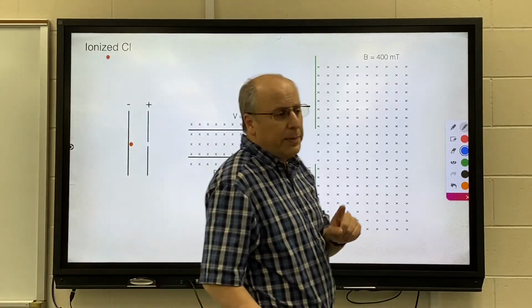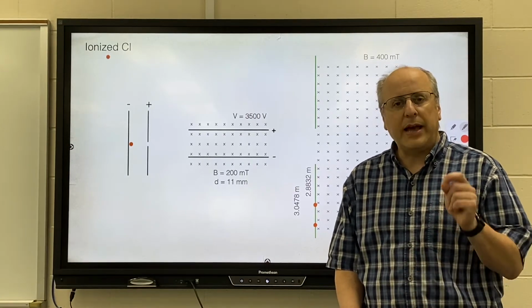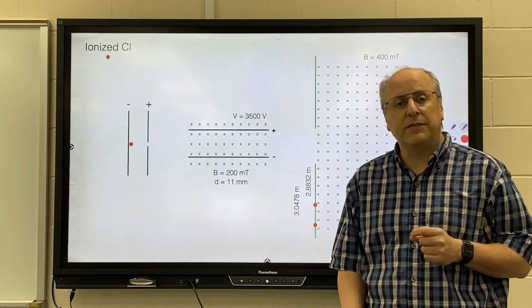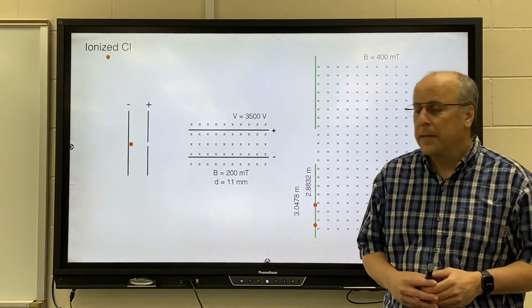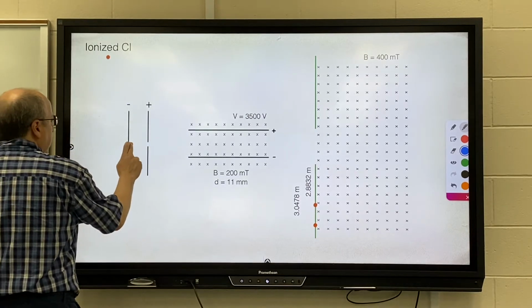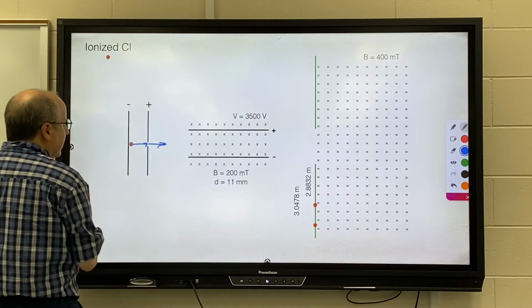The first step is you can't use this with a neutral particle, so you have to ionize your particle first. You have to have it either positively or negatively charged. In this case, we're going to ionize chlorine. It will then accelerate in a capacitor. It'll pop out the other side.